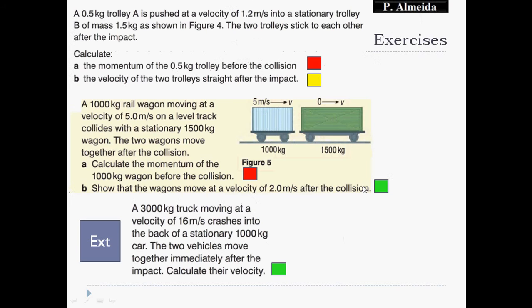Second exercise. Show that the wagons move at a velocity of 2 meters per second after the collision. Now, some people get confused when instead of saying calculate, the exercise says show that. You need to do exactly the same. You just calculate the final velocity, and then hopefully it will give you 2, because that's what the question is asking. So hopefully you did it right and you get what they're asking. That's why I put it in green.